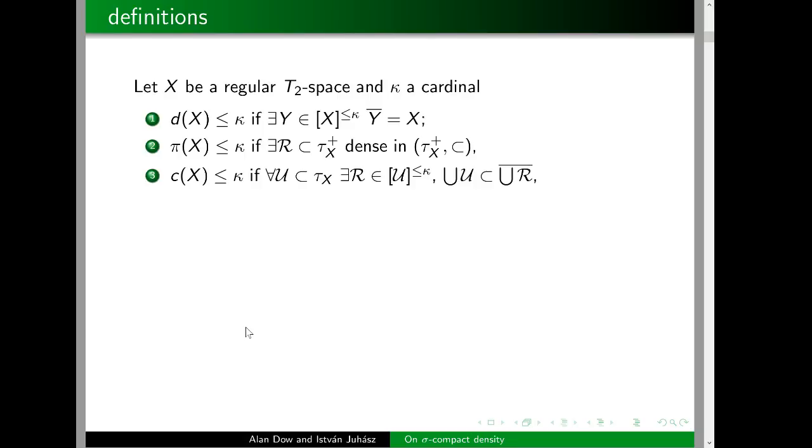Cellularity of a space, as we heard in the previous talk, is the minimum cardinality of a pairwise disjoint family. Here I state it differently: for every family of open sets, you can find a subfamily of size kappa whose union has a closure containing the union of the previous family. That's a strange way of saying cellularity, but I put it this way because I thought I needed this form in a proof, but I'm not going to give that proof.